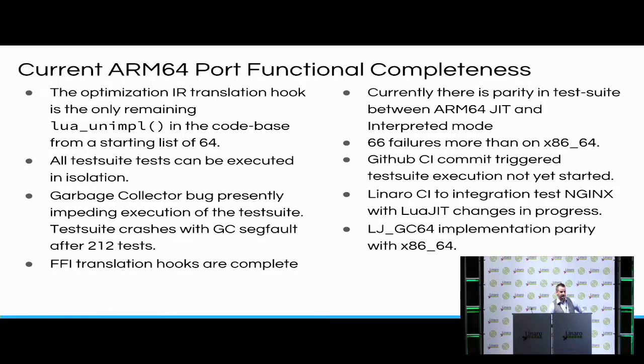FFI translation hooks are complete. That allows the invocation of C library function calls. We have test suite parity between the JIT mode and interpreted mode. We do have currently a number of failures in the test suite compared to x86-64, but that number is actually smaller than this as far as I understand. And we will clean those up as we get ready to upstream the port. We are working on the CI mechanism. I'm not sure if we're going to use GitHub CI. I forgot to follow through on that one. And we are starting to look at Nginx support.